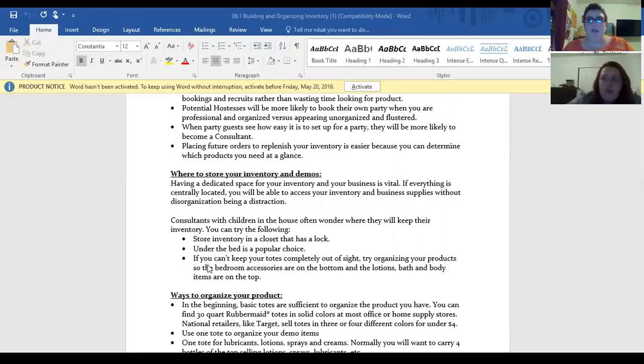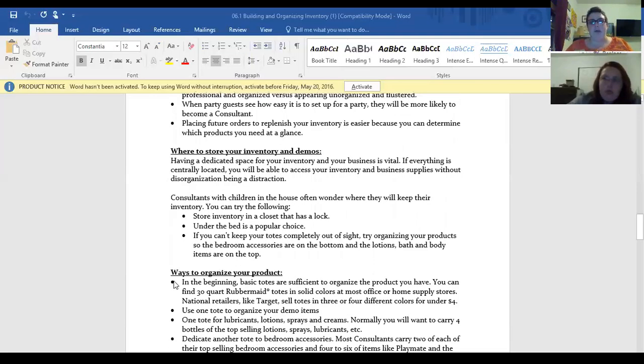But if you have kids, you can always keep it in a locked closet, up higher in a closet. You can also organize it so that your bath and beauty line is on the top. That way if you can't completely hide it from people and they see it, they're like, oh my gosh, what is that?